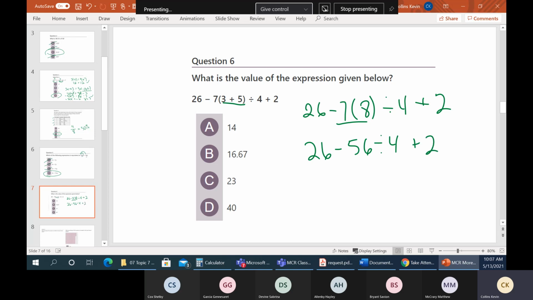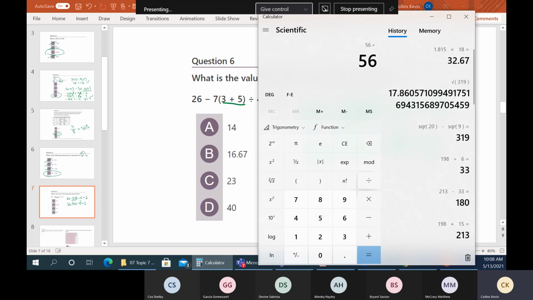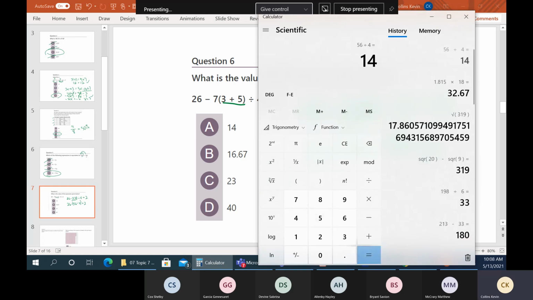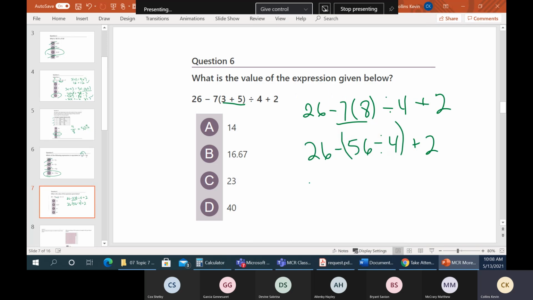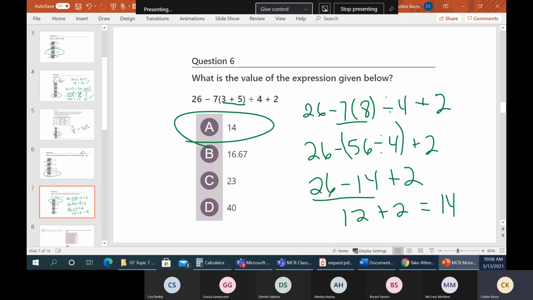All right, so we have to take the guys in the middle and divide. So 56 divided by 4, just to be safe, we'll use the calculator. 56 divided by 4 is 14. Okay, so then we're going to have 26 minus 14 and then plus 2. All right, so now we just add and subtract. So I got 26 minus 14, that's going to be 12, and then 12 plus 2 is 14. There we go.